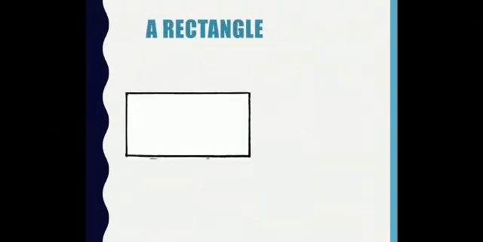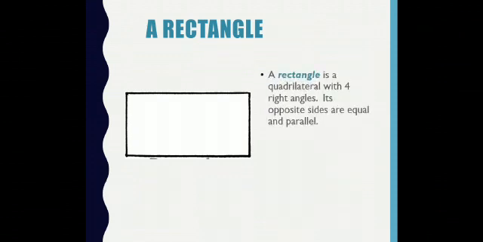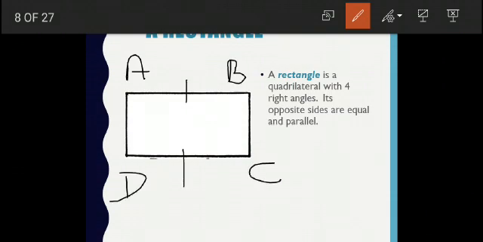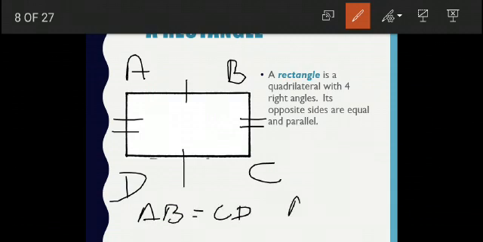Next comes a rectangle. Now, children, a rectangle is again a four-sided figure called a quadrilateral, in which you have four right angles and its opposite sides are equal and parallel. If I name this rectangle A, B, C and D, the opposite sides are equal. These symbols reflect that the opposite sides AB is equal to CD and AD is equal to BC.